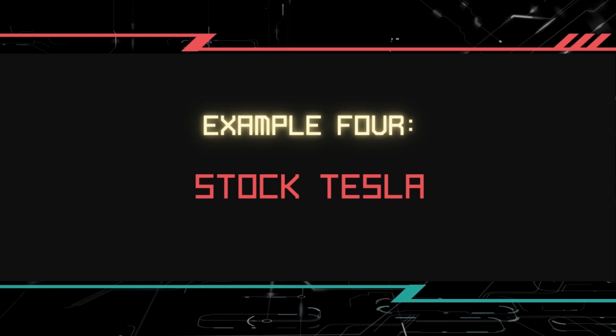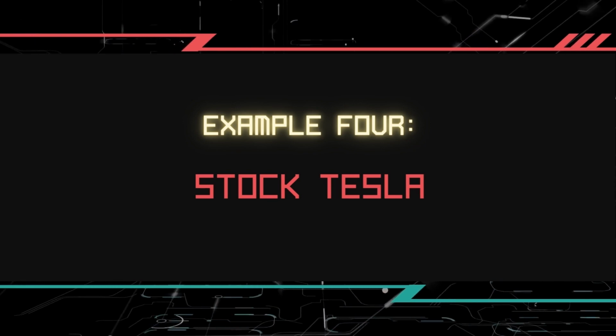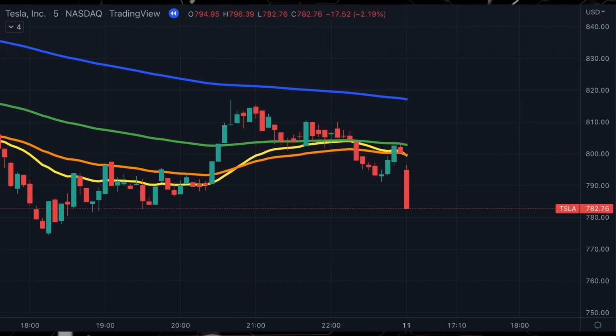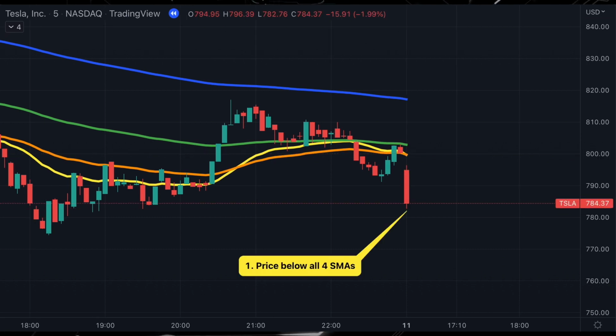Last but not least, we have also included a stock market example. Over here we have Tesla. Same as before, we can see that the price is below all the 4 exponential moving averages, so we are looking for a sell signal.